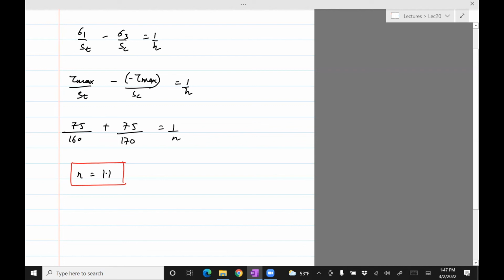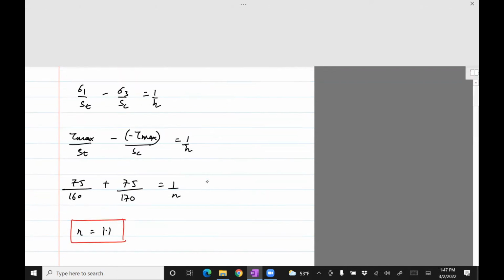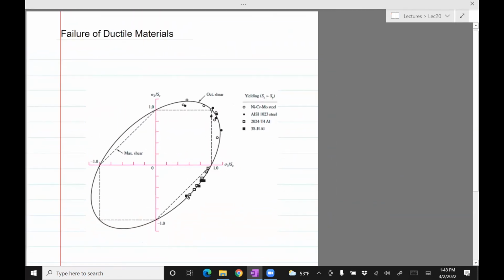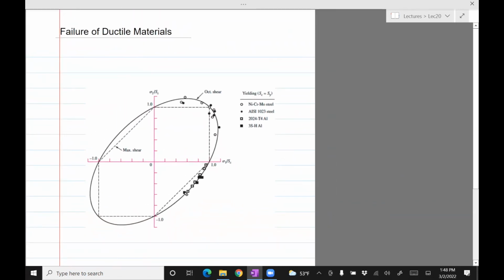Okay, we have 3 more minutes. One last thing before we stop for today. So we talked about 3 theories, right? We talked about MSS, DE, and DCM, which is the Ductile Coulomb-Mohr. These theories are based on experiments and experience, right? So what we can do is take specimens in simple tension tests and load them to failure. And we do it for different materials, like some of the materials shown here.